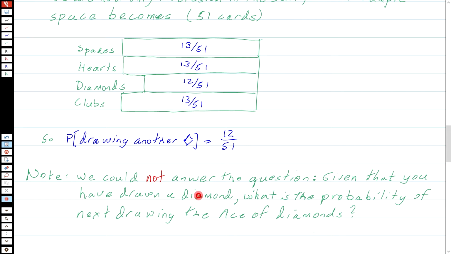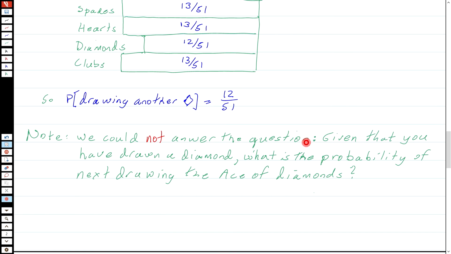Because if I drew an ace of diamonds the first time around, the probability of drawing an ace of diamonds again is 0. If I knew that I drew a diamond that wasn't the ace of diamonds, then this probably becomes 12 over 51. So the answer to this question is either 0 or 12 over 51.